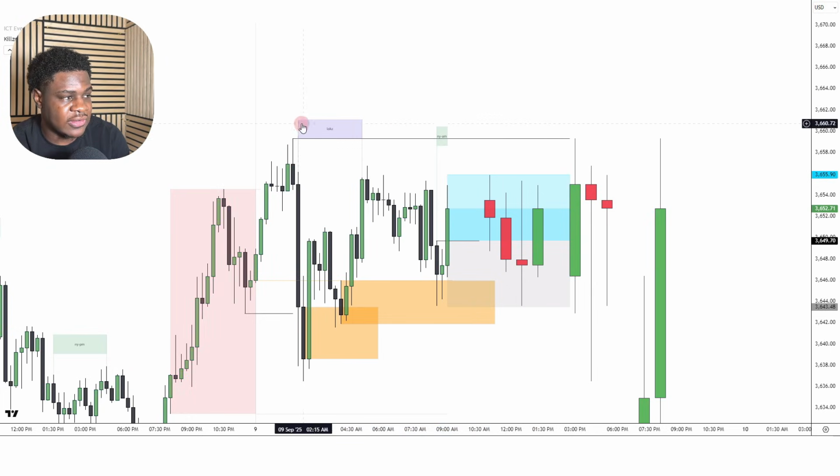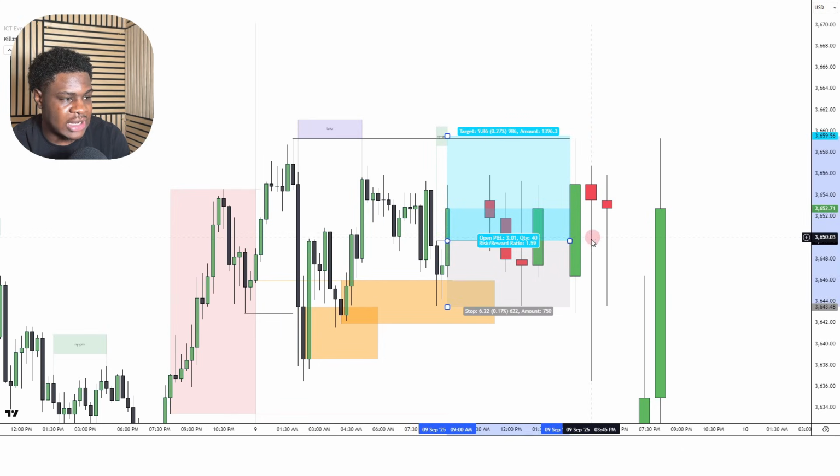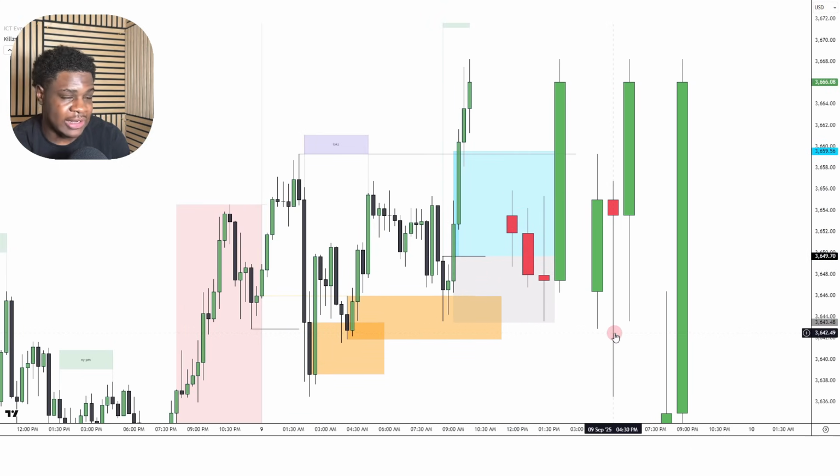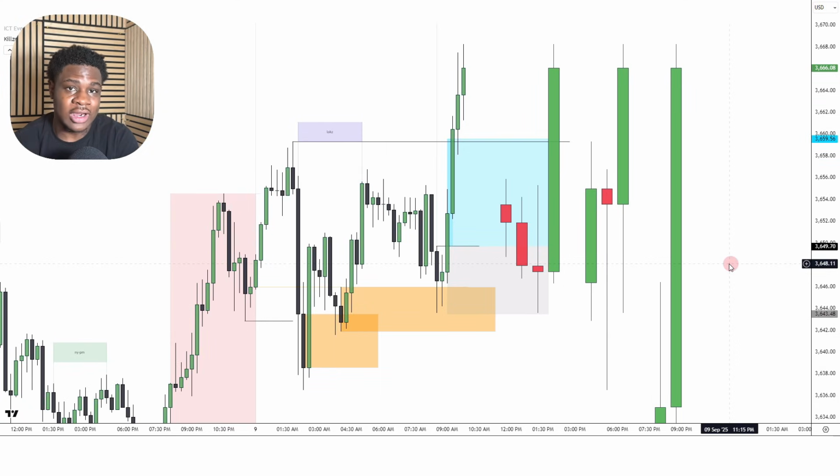This was the high here just as that London session opened up. This would be an area of liquidity that I would then target. Price ends up finding support, it's all the way back up there. Nice. Here, this would be our overall daily bias.